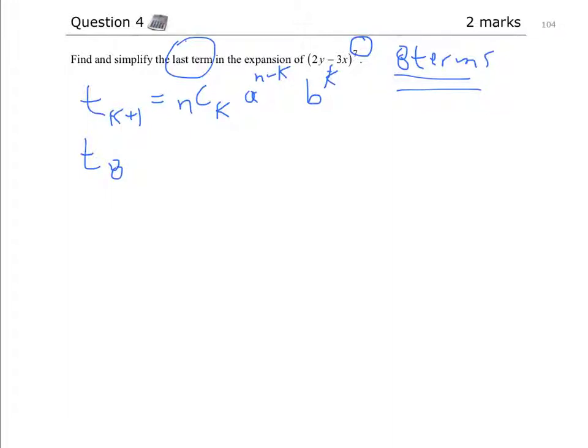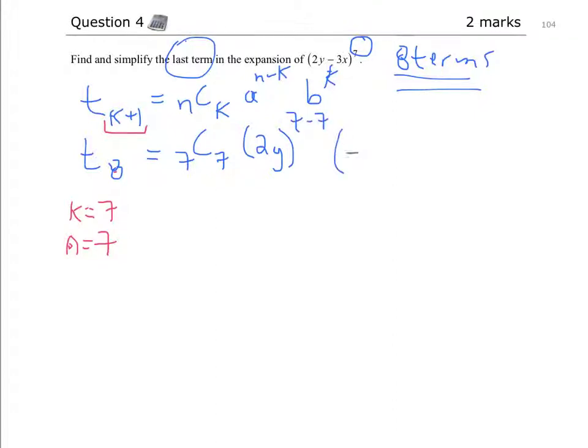If we know we're looking for term 8, we realize that k must equal 7, because 7 plus 1 will give you back the 8. The value of n is of course our exponent, which we said was 7. So the formula becomes 7 choose 7, a, which is just the first term, 2y to the n minus k, so that's 7 minus 7, and then it's b, negative 3x to the k, which is 7.